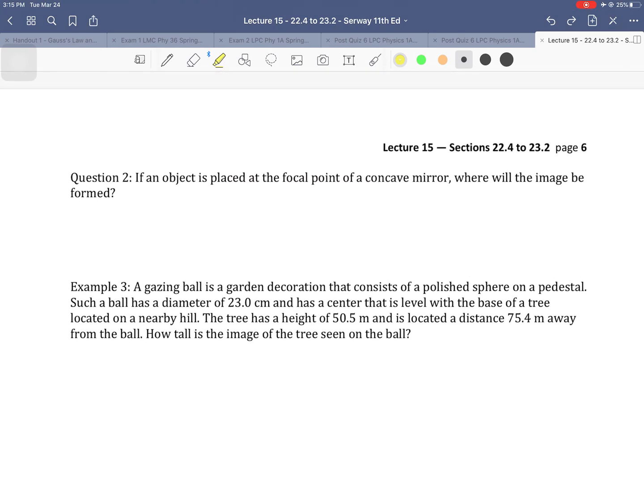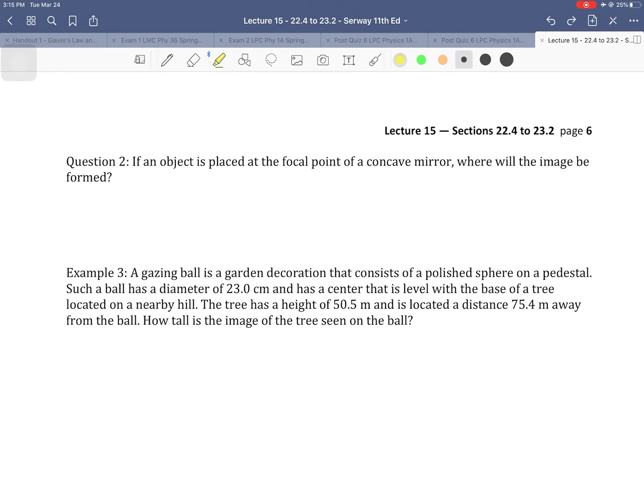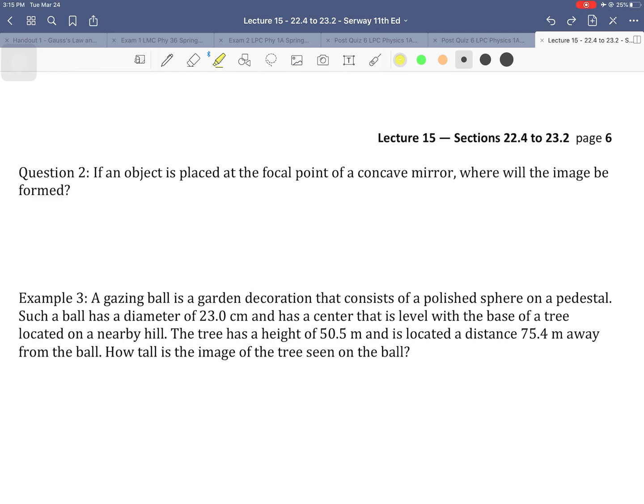All right. So then, if an object is placed at the focal point, here's question 2, this one I want to answer in the video. If an object is placed at the focal point of a concave mirror, where will the image be formed? Okay? So let's think about using the equation and what that tells us. Because we haven't talked about placing an object exactly at the focal point. We talked about placing it inside or outside, like in the previous example. But what if you place it right at the focal point, in this case of a concave mirror?